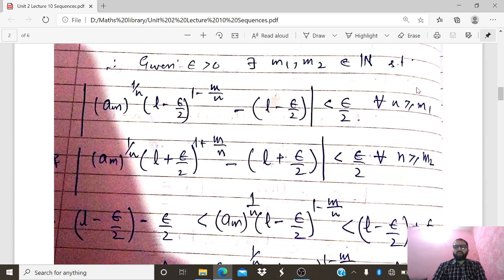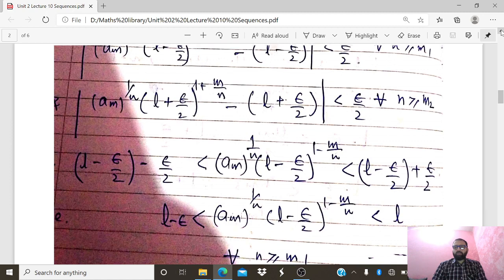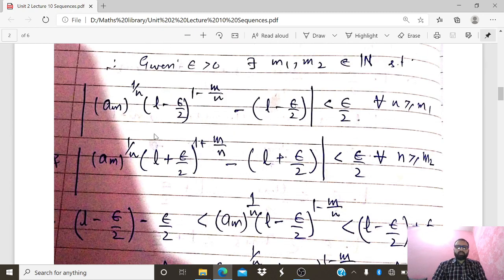Because the stages may vary, one sequence may be behaving differently than others, and the rate of convergence may not be the same. So I am taking the stage for one sequence as m1 and the stage for another sequence as m2. Now having done all this, I am again coming back to the basic argument we had used in the convergence.